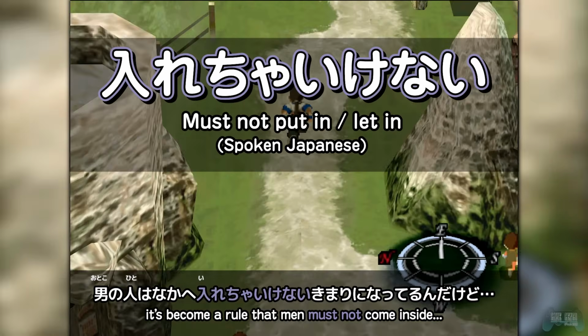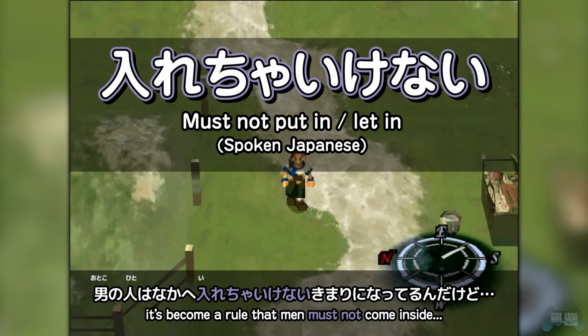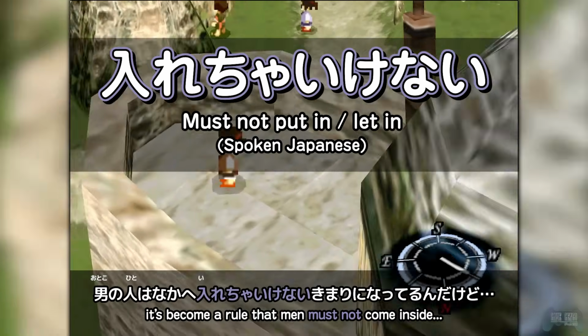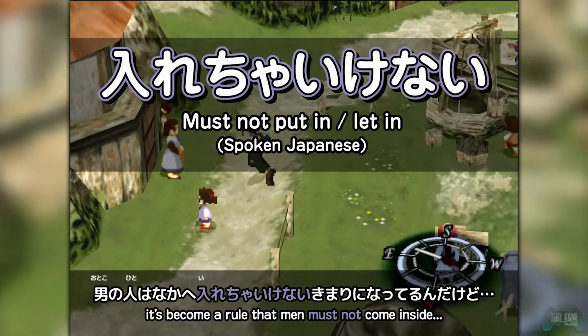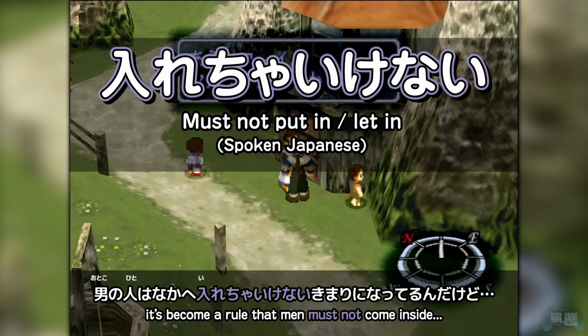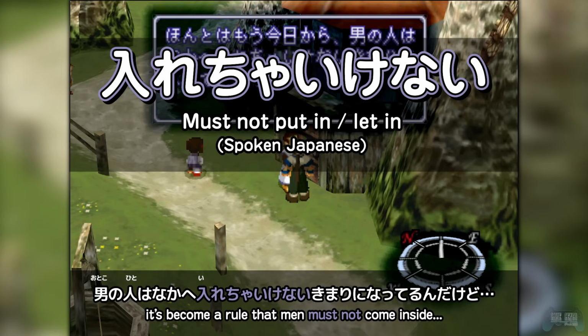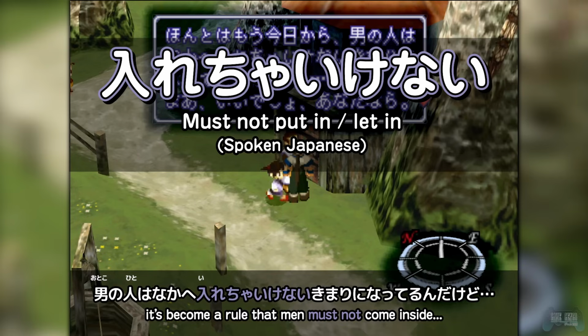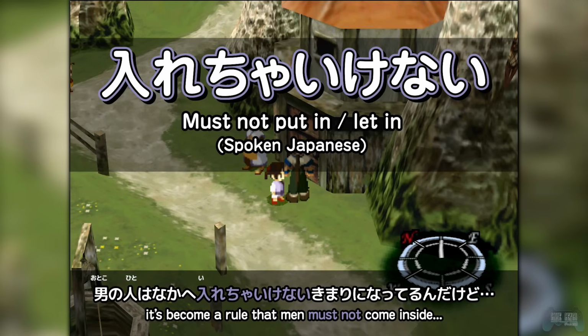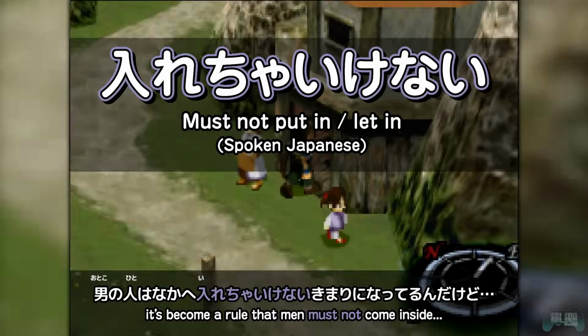Now this first example is slightly more formal and indirect, ikenai meaning no good or must not, and it's often used when expressing rules or common knowledge. As the woman that the main character here is talking to isn't particularly close and is telling him of a rule that men must not come inside, she uses 入れちゃいけない to express must not put or let in.